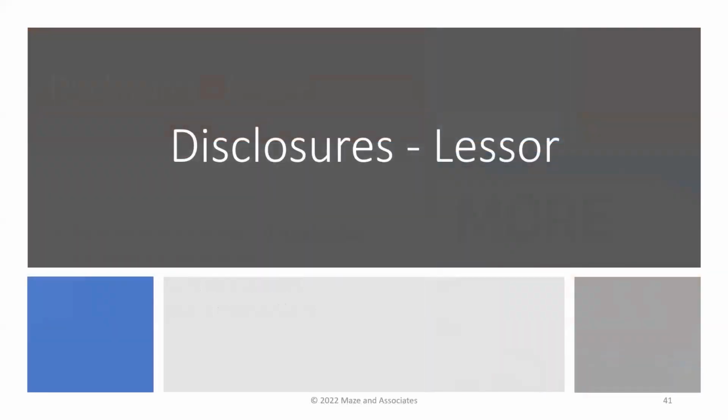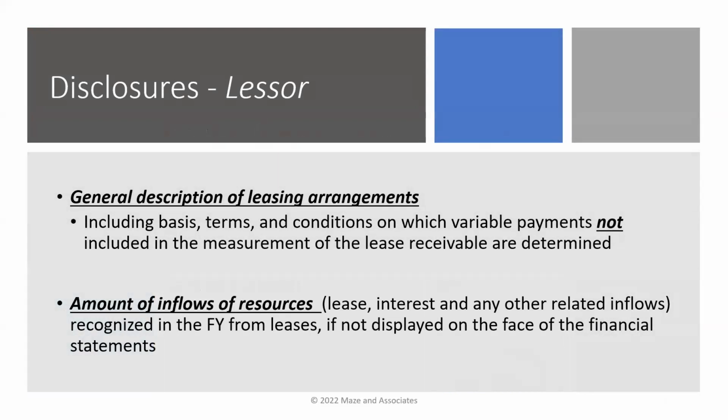All right, then the lessor. So the lessor has requirements here. So similar to the lessee, a general description of the leasing arrangements can be grouped for purposes of disclosure, including basis and terms. The amount of inflows of resources, so how much was collected or recognized from the fiscal year, if not displayed on the face of the financial statement. So I think for most of our clients, you're not going to have a line item that says lease revenue or whatever your inflows were. But if you do, then you don't need to include it in the note disclosure.